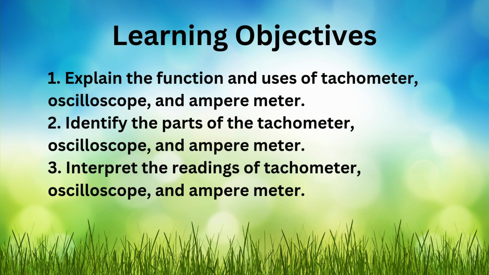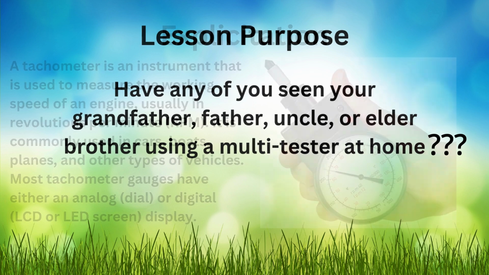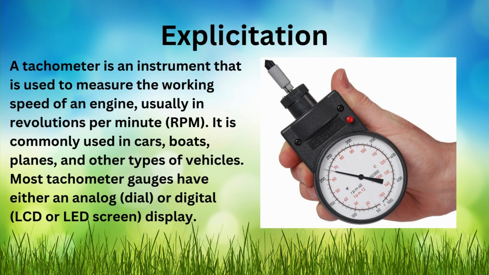Before we dive into details, I'd like to ask, have any of you seen your grandfather, father, uncle, or elder brother using a multi-tester at home? A tachometer is an instrument that is used to measure the working speed of an engine, usually in revolutions per minute, RPM. It is commonly used in cars, boats, planes, and other types of vehicles.